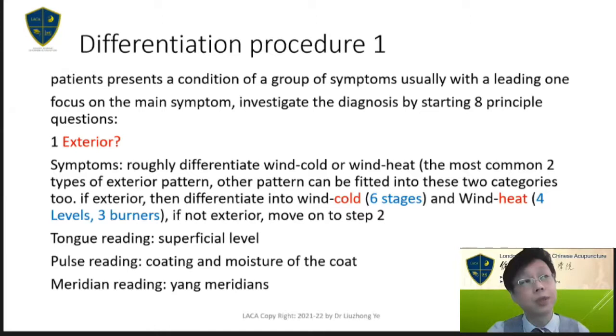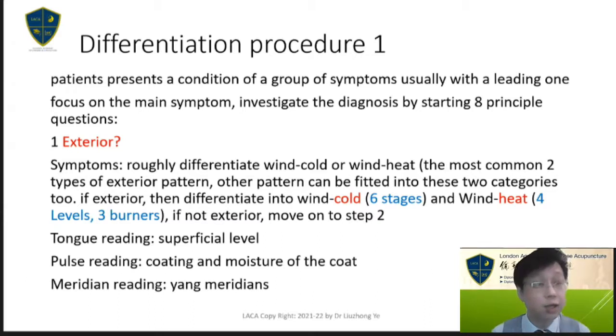But if the patient doesn't really present anything with those exterior conditions, remember the exterior condition not only has to do with the symptoms of headaches and running nose and coughing and sore throat. It also includes any symptoms related to the yang meridians, all the yang organs, all the joint pains and skin eruptions and anything like this. Then if there's nothing related to that, you move on to step 2, which means the interior inquiries.